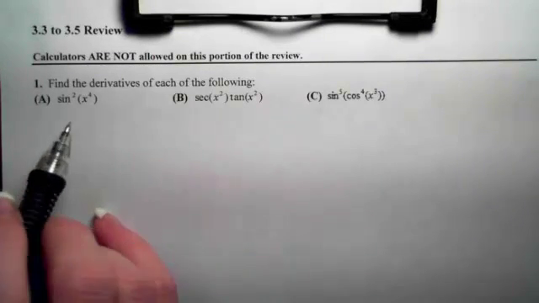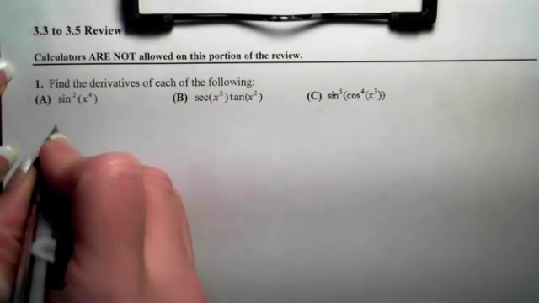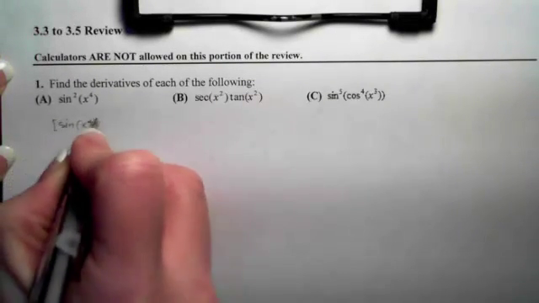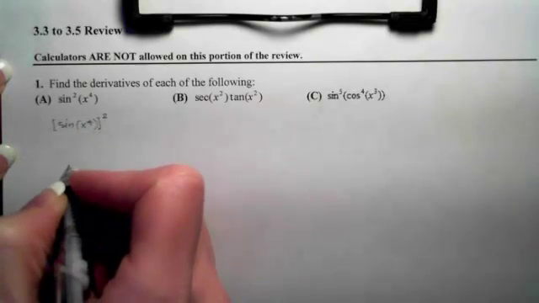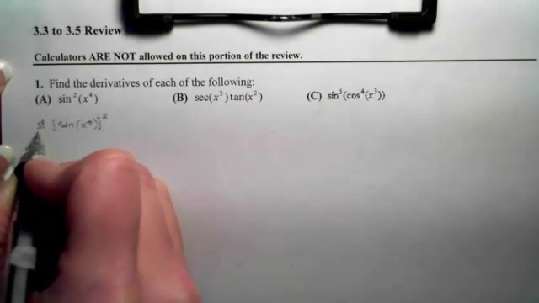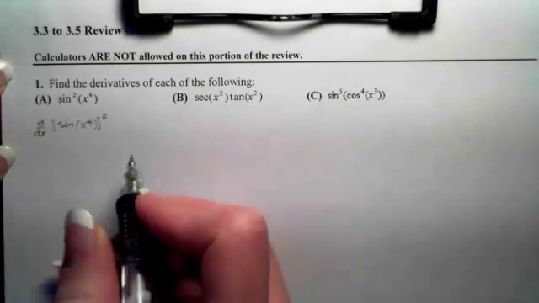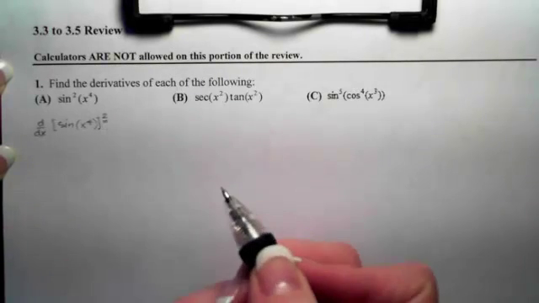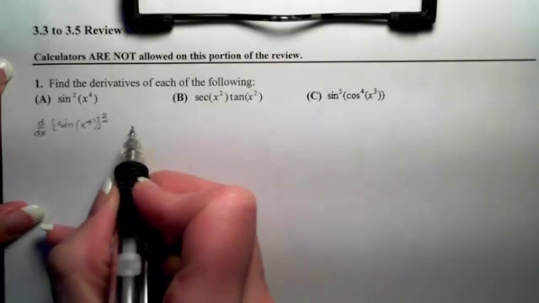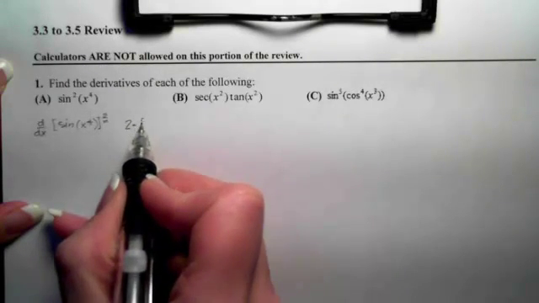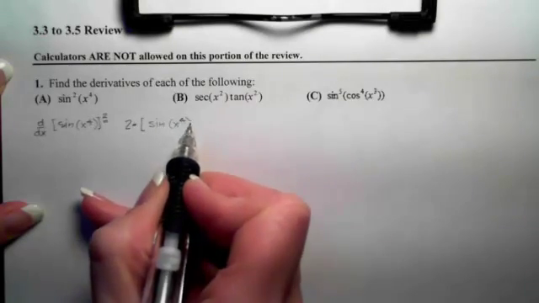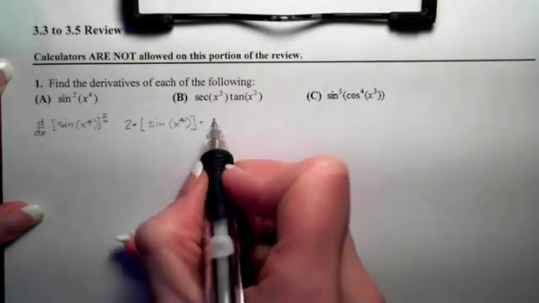So if we look at part A here, we can see that this is the same as the sine of x to the fourth, all raised to the second power. So if we take the derivative working from the outside in, we can see that the first rule that we will encounter is the one that involves this power of 2. So we're going to do the power rule first, which means we'll have 2 times the inside unchanged times the derivative of the inside.